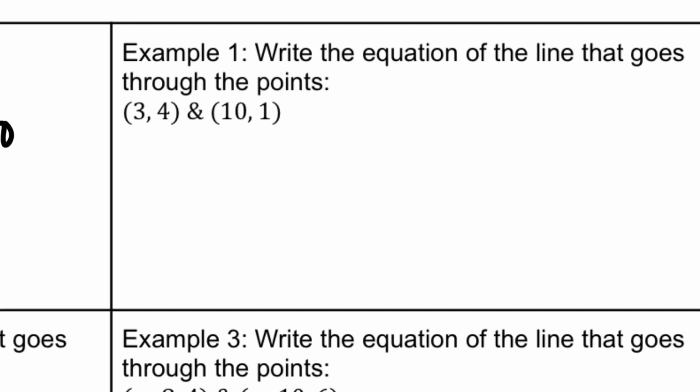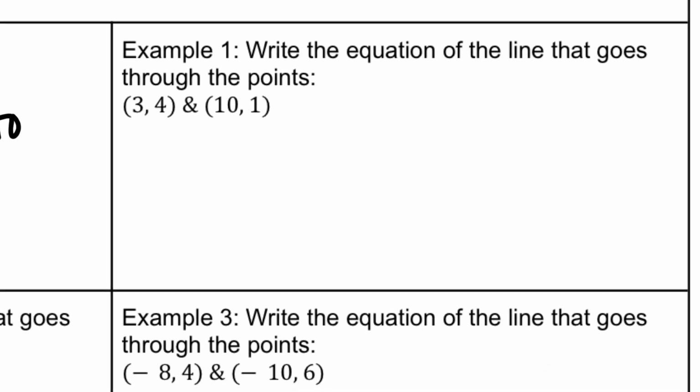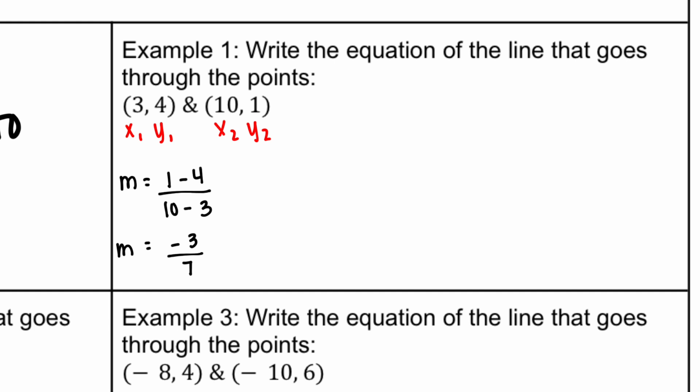So on this first example, I want you to write the equation of a line that goes through the points (3, 4) and (10, 1). So I'm going to label my points as x1, y1, and x2, y2. Step 1 told you we're plugging into the slope formula. So my slope m is equal to y2, which is 1, minus y1, which is 4, over x2, 10, minus x1, 3. I do have to simplify this further. So 1 minus 4 gives me -3 on top, over 10 minus 3 is 7. So my slope is -3/7.